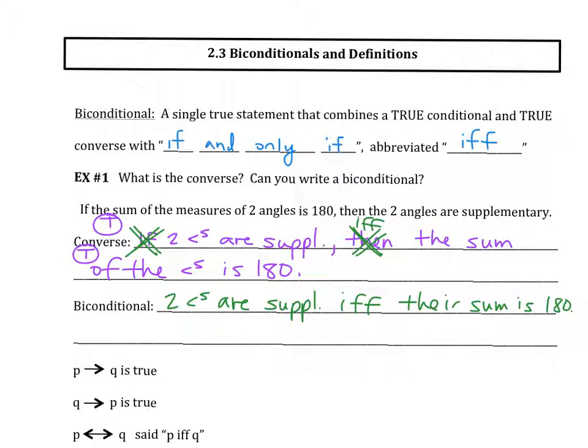is 180, okay? Now, because it's true both ways, I don't care if you write that biconditional from the original or if you write it from the converse. I did the converse just because it was a little more spaced out and easy to show you, but you could do it right here as well. Take out this if, take out this then, put in the if and only if, and you could say the sum of the measures of 2 angles is 180 if and only if the 2 angles are supplementary, okay? So the biconditional can come from either the original or the converse, okay? Questions on that?